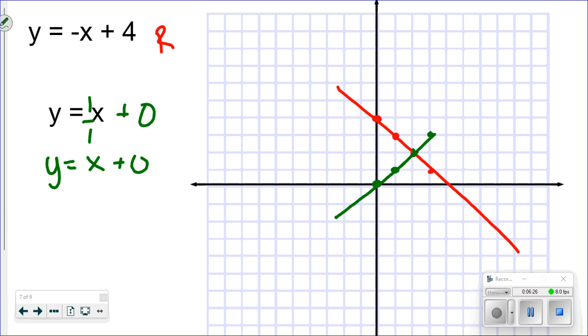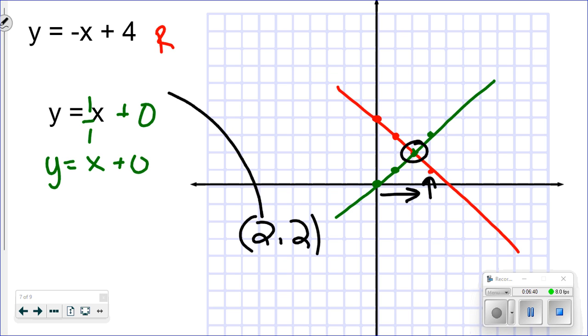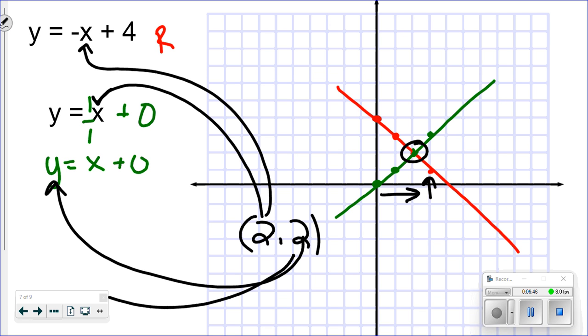I can see a spot where I already cross. And I cross right here. So my point, I'm going to go over 2 and up 2. So it'll be 2, 2. And again, I'm just going to remind you what it means. It means that if I put in 2 for my x, I'm going to get this for my y.